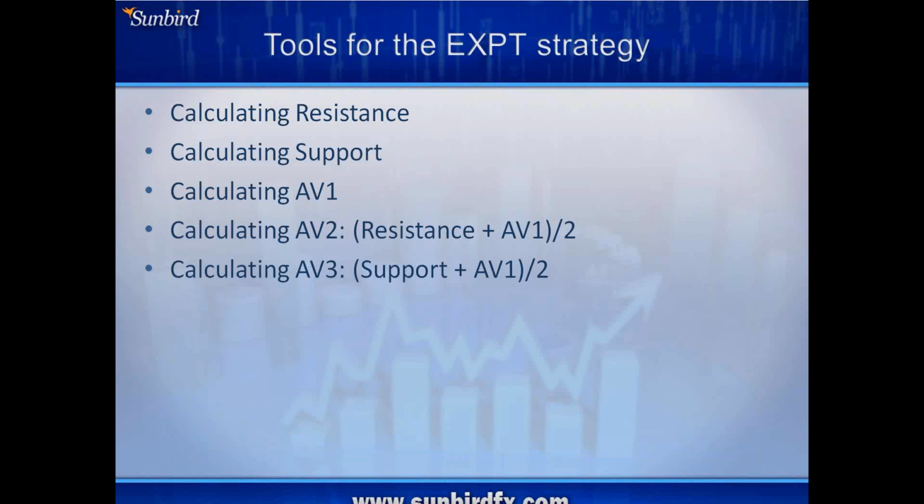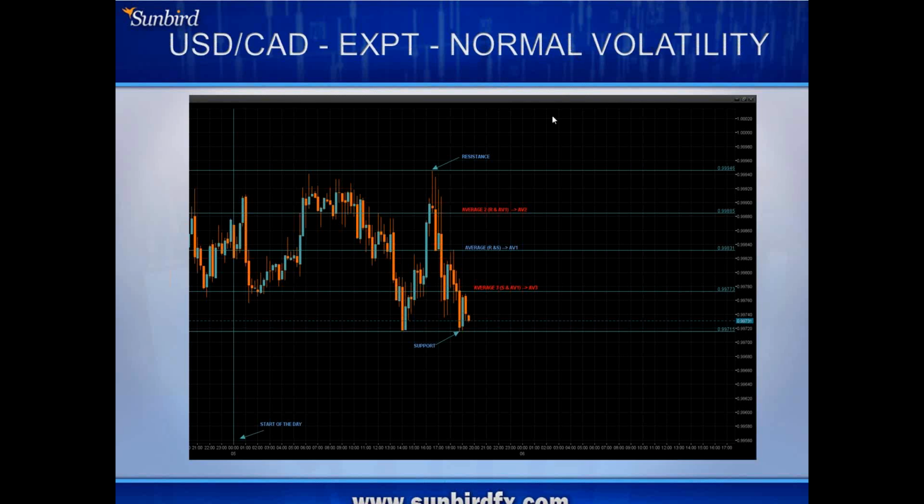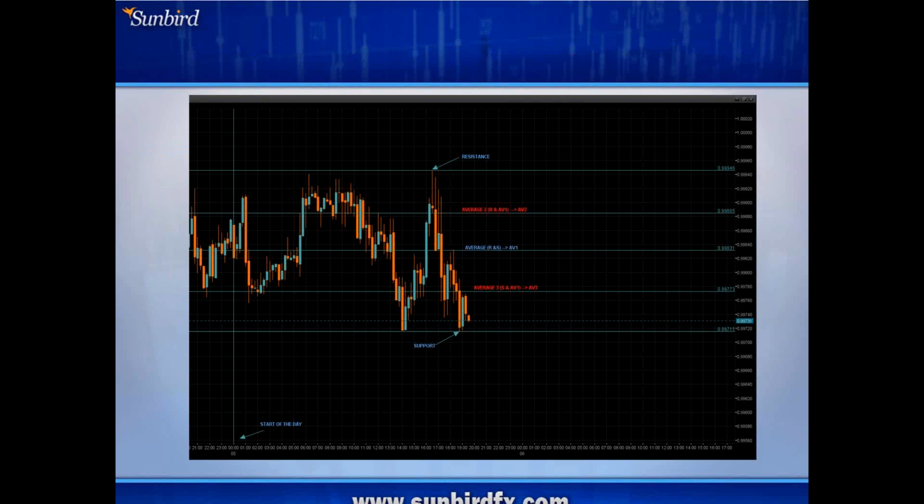So, calculating resistance and support. Here you can see resistance, and here you can see support. Resistance is the highest level, the highest rate of the day, and support is the lowest rate of the day. Remember, the start of the day is the 5th of February. Okay, let's go back.